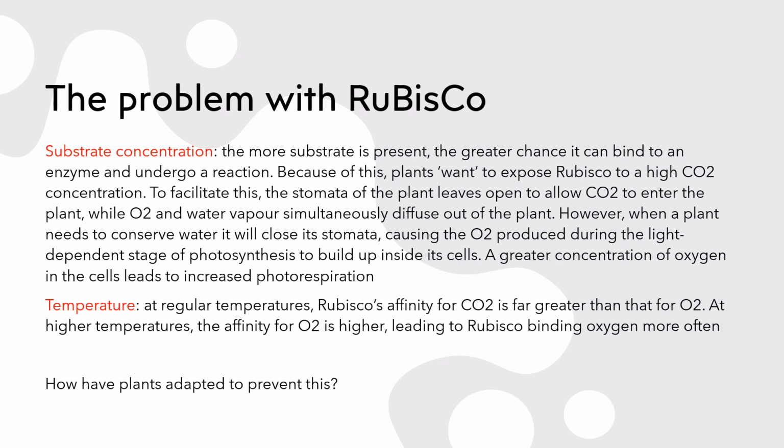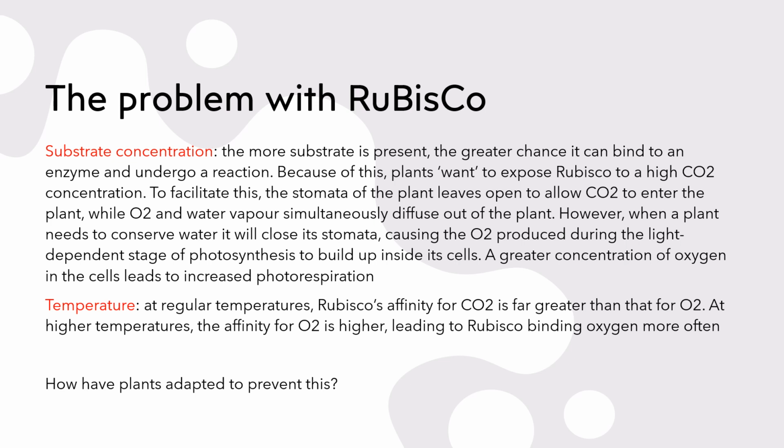So in lower temperatures, rubisco is going to bind to carbon dioxide, but if those temperatures creep up, the affinity is going to change and oxygen is actually going to have a higher affinity to rubisco than carbon dioxide is going to. So changes in temperature can also cause photorespiration to occur. So obviously this is a massive problem. If we can't produce glucose, what's the point of doing photosynthesis?